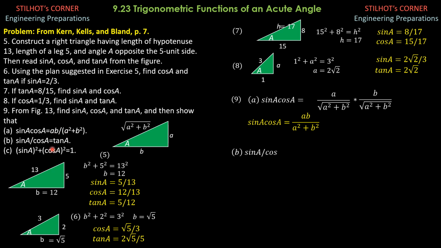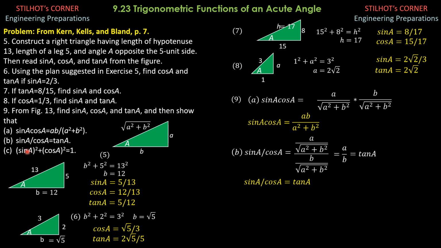So we have shown that it is true. Then part B, sine A over cosine A. So sine A is this A over square root of A square plus B square, while cosine of A is B divided by square root of A square plus B square. So A over square root of A square plus B square over B over square root of A square plus B square. So we can cancel square root of A square plus B square. So this simplifies to A over B. And take note that A over B, opposite over adjacent, is tangent of A. So this is also equal to tangent of A. That's why sine of A over cosine A is tangent of A.